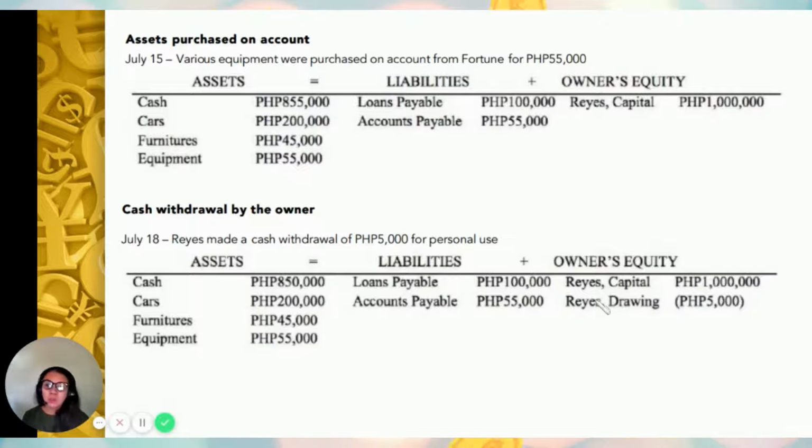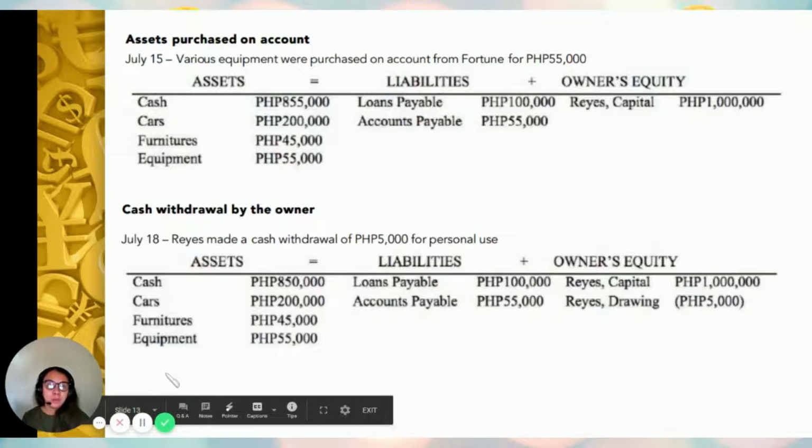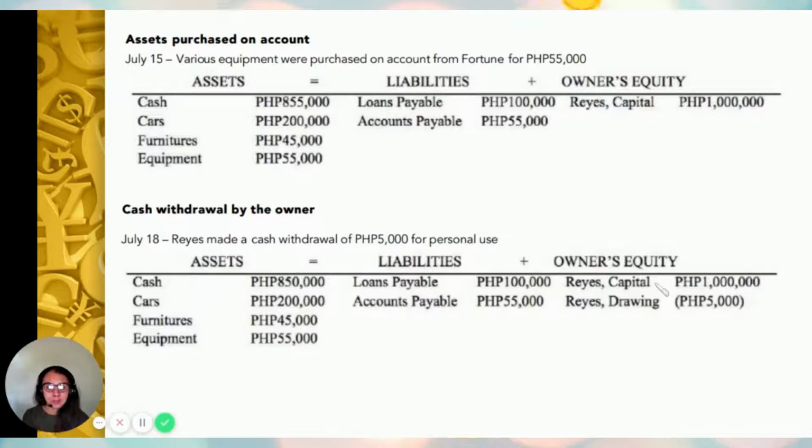This is the account that we use whenever the owner withdraws money or anything from the business for personal use. If they put money or cars or something else in the business, it would be recorded as capital. But if they get something from the business for personal use, it will be recorded as drawing. So this is Reyes drawing, and it's 5,000. As you can see, this in parentheses, that means this would be deducted from the owner's equity account. Remember, withdrawals or drawing accounts are deducted from the capital account.